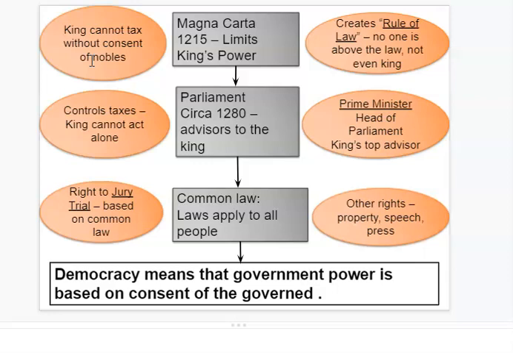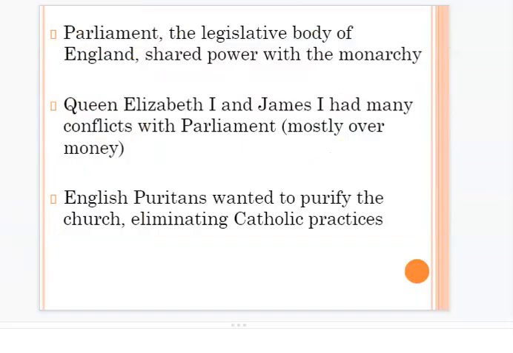Also, England has a right to trial by jury. So the king in France, if Louis XIV decided, or a representative of the Crown decided you were guilty, you were guilty. Louis XIV had that power. That is a power that English kings do not have. So Parliament is sharing limited power with the monarchy.